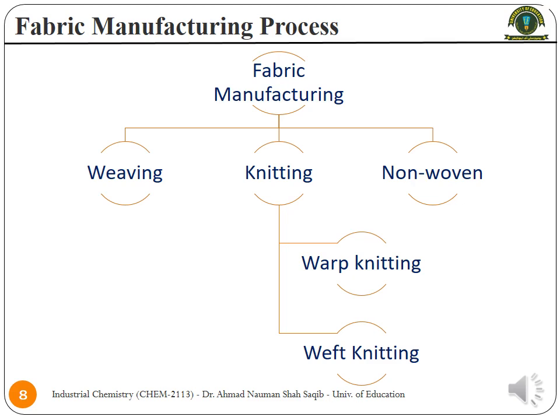The first process is the weaving process, in which weaving is carried out to produce fabric. The next process is the knitting process, which can be either warp knitting or weft knitting. And then there is a third type of fabric, which is non-woven fabrics, which are used in the textile industry. So in the next slide we will discuss all the 3 types of fabric manufacturing process.